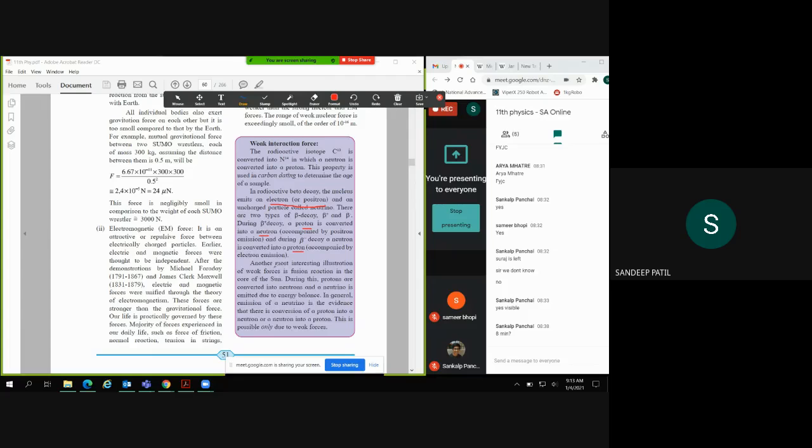Another most interesting illustration of the weak force is the fusion reaction in the core of the sun. During this, protons are converted into neutrons and neutrinos are emitted due to energy balance. In general, the emission of a neutrino is evidence that there is a conversion of proton into neutron or neutron into proton. This is possible only due to weak forces. So what happens? We know that there are protons inside the nucleus, right? This is the atom's nucleus, and there are some protons and some neutrons.